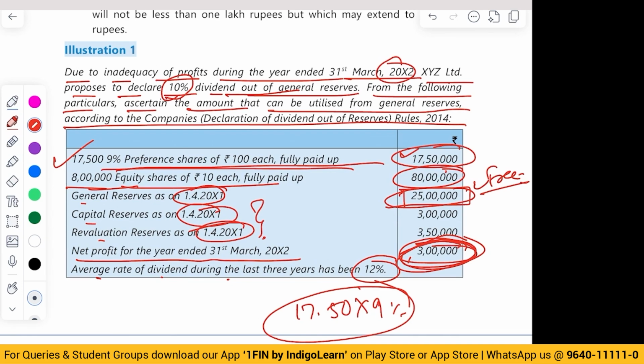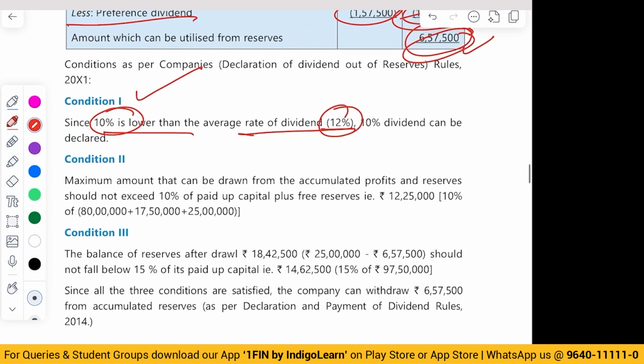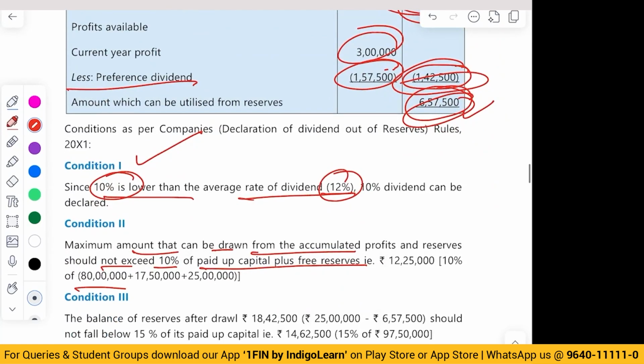Now we have to comply with the conditions. What is the first condition? The rate has to be lower than, or at most equal to, the average rate. So 10% is satisfied; average is 12%. Second, the maximum amount that can be drawn should not exceed 10% of paid up capital plus free reserves. So paid up capital is 17,50,000 and 80 lakhs, and free reserves 25 lakhs. Maximum amount is 10% of this total, which is 12,25,000. How much do I need? 6,57,500. Can I withdraw? Yes, I can withdraw.